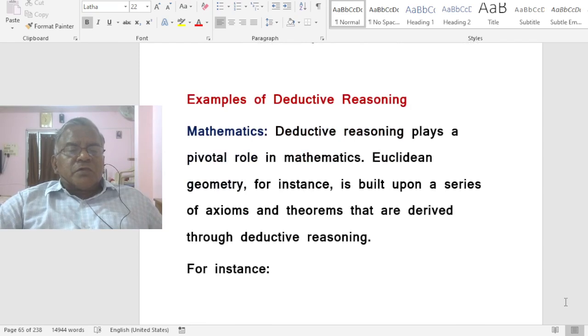What are the examples of deductive reasoning? Mathematics. The entire mathematics comes under this deductive reasoning. Deductive reasoning plays a pivotal role in mathematics. Euclidean geometry, for instance, is built upon a series of axioms and theorems that are derived through deductive reasoning.